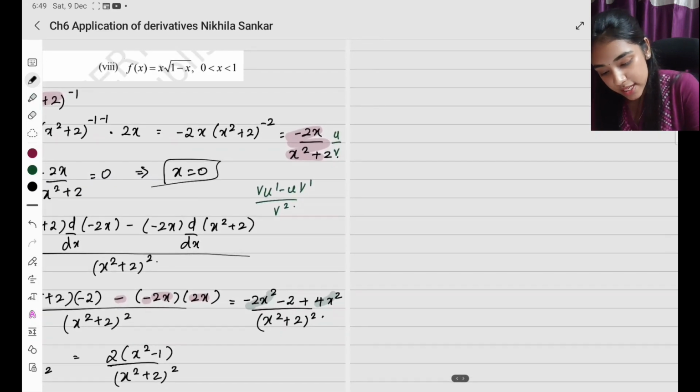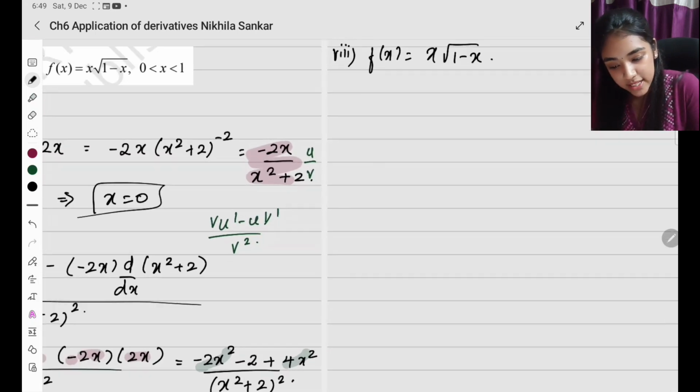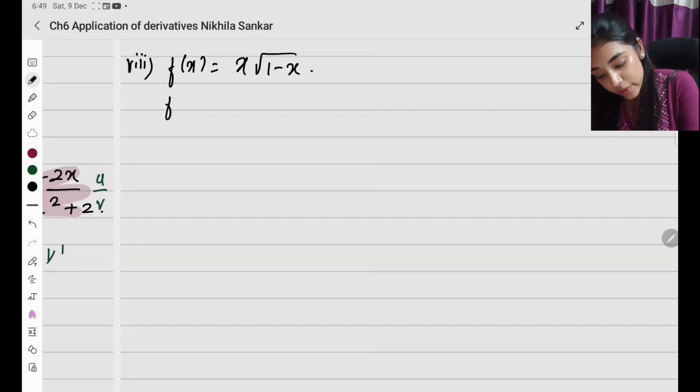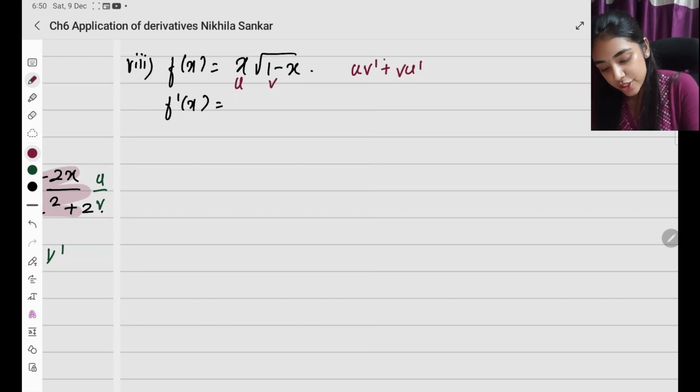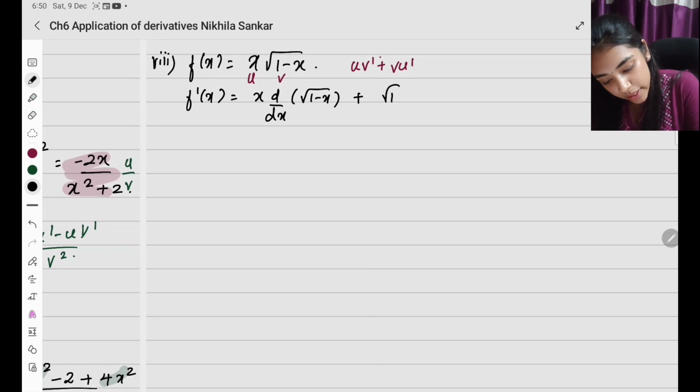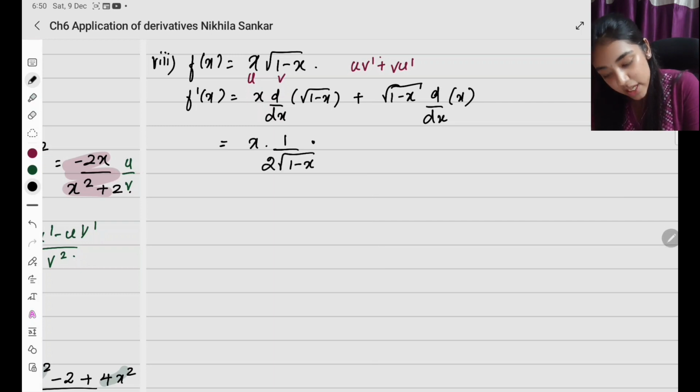Subsection 8. So I have f of x equals x square root of 1 minus x. Okay, so this again the same method. So when I find the first derivative, this is of the form u into v. So I can do u v dash plus v u dash. So when I do that, I have x times d by dx of root of 1 minus x plus 1 minus x the whole root d by dx of x, product rule. So this is going to be x times 1 by square root of 1 minus x is going to be 1 divided by 2 root of 1 minus x, but the coefficient of x is going to be a minus, so I have to multiply by minus 1.